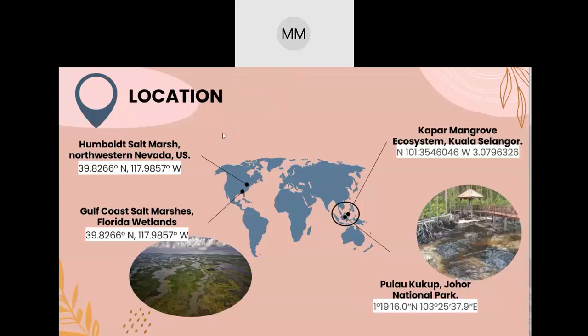There are also a few salt marshes and mudflats areas in Malaysia. This area can be found in the Kapal mangrove ecosystem in Kuala Selangor, and also Pulau Kukup in Johor National Park. Most of the mudflats and salt marshes areas in Malaysia have been announced as Ramsar sites in order to protect the area from being destroyed due to urban development.